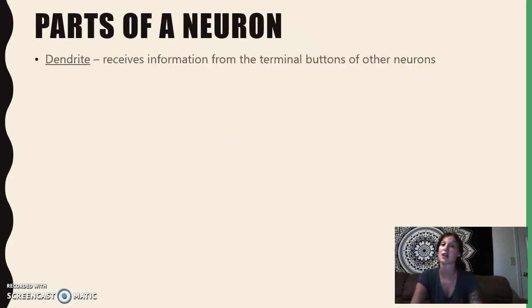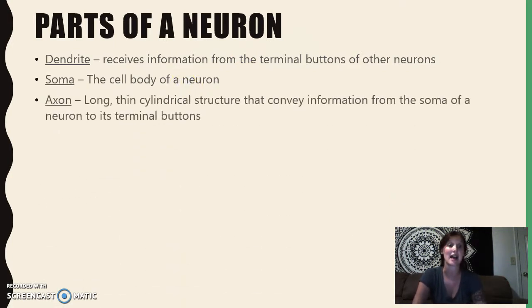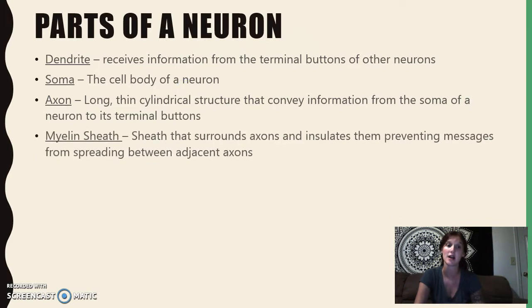We have the dendrite, which receives the information from the terminal buttons of other neurons and helps pass this information to other neurons. Soma is the cell body of the neuron. The axon is a long, thin, cylindrical structure that conveys information from the soma of a neuron to its terminal buttons. And that goes into the next one, which is the myelin sheath, the sheath that surrounds the axons and insulates them, preventing messages from spreading between adjacent axons.